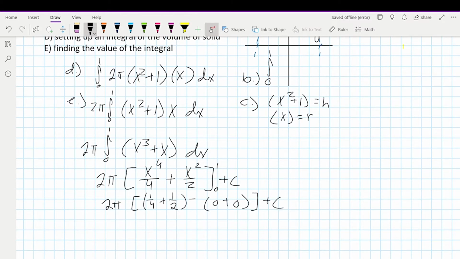And then you can go ahead and simplify this, and you're going to get, let's see, 2 pi, this is going to cancel out, and then you're left with 1/4 plus 1/2, which can be written as 3/4, and then you multiply the 2 times 3, and you get 6 pi over 4, and that is your solution.